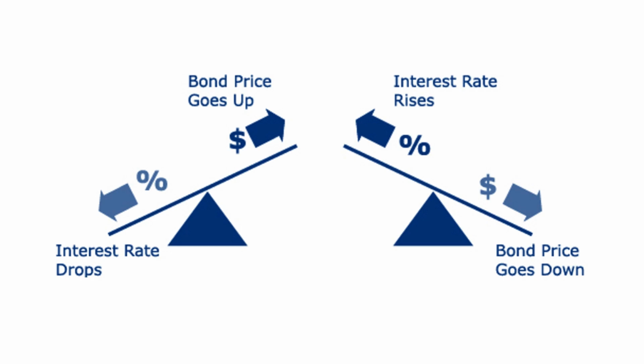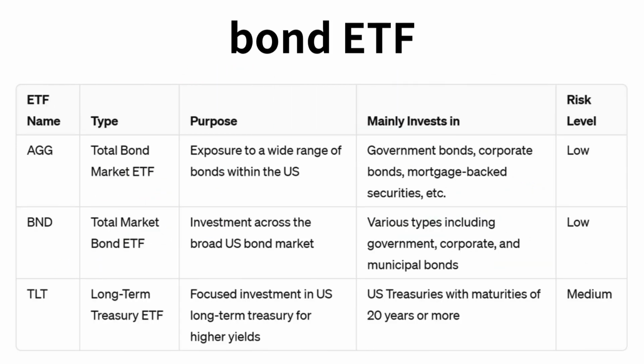Because we're not running bond prices with complicated calculations, we're trying to buy related ETFs to pursue profits and diversify the risk of our portfolio. Let's take a look at AGG, BND, and TLT, which are representative bond ETFs. AGG and BND are ETFs that offer a relatively low risk level while investing in a diverse range of bonds across the U.S. bond market. These can be good options for investors looking for broad exposure to the bond market.